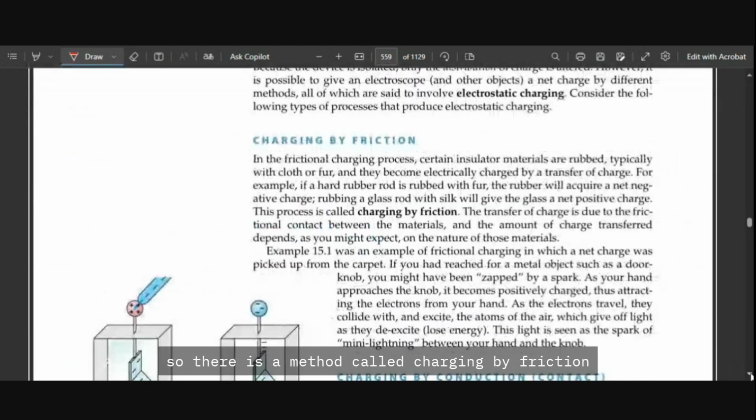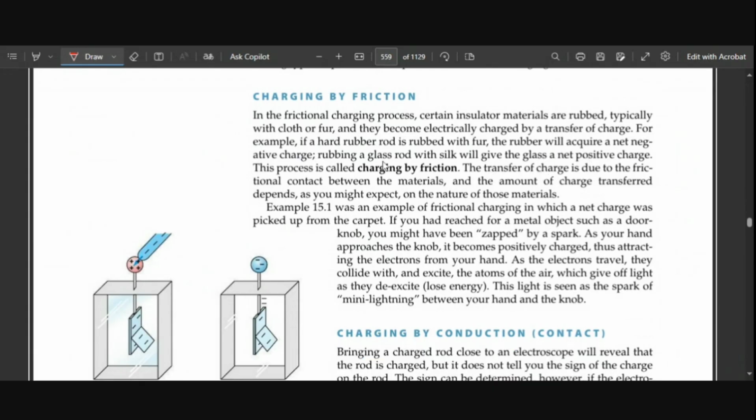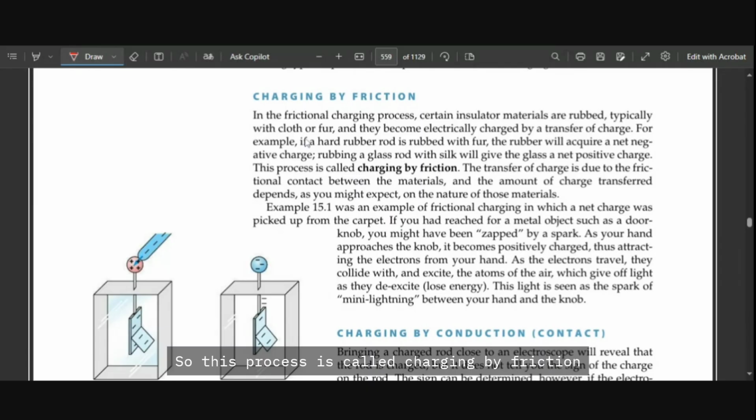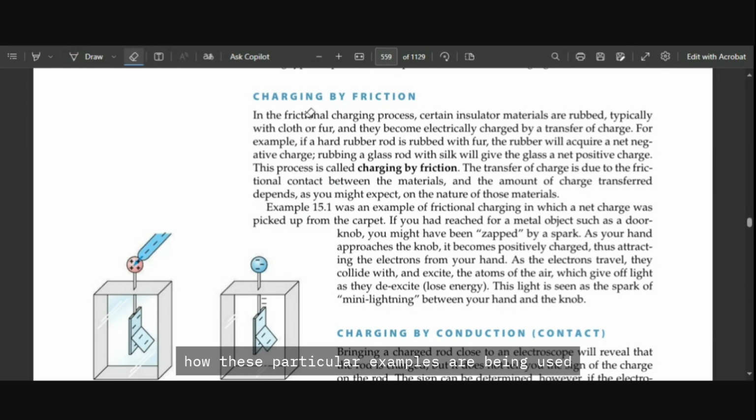There is a method called charging by friction. In charging by friction, we rub one object over the surface of another object, and due to friction, some charge may get transferred from one object to another. For example, if a hard rubber rod is rubbed with fur, the rubber will acquire a net negative charge. Rubbing a glass rod with silk will give the glass a net positive charge. This process is called charging by friction. Again, you need to remember these examples. Make sure you remember how these particular examples are used.